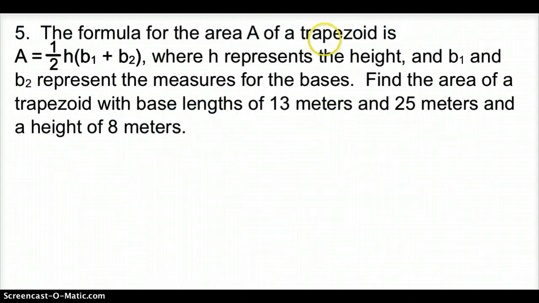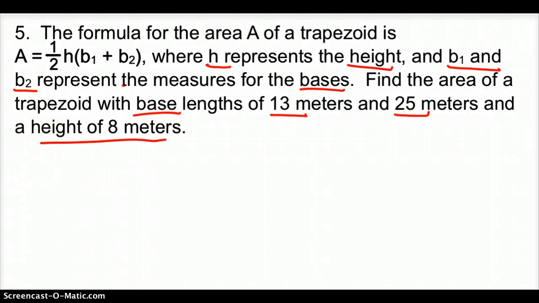One more. Now it's a word problem, but we're still given a formula that we can figure out. So here we go. The formula for the area, which is A, of a trapezoid is 1/2 times the height times the bases added up, where h represents the height, which is important. b1 and b2 represent the measures of the bases. Doesn't matter where we put them in, but then we're asked to find the area of the trapezoid with the base lengths 13 and 25 and the height of 8. So I underlined all the key parts of it.